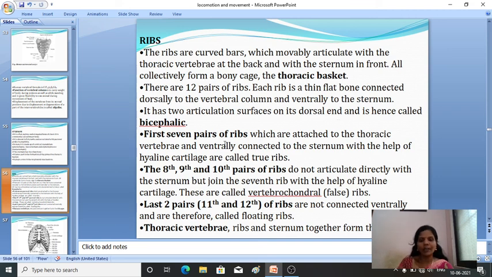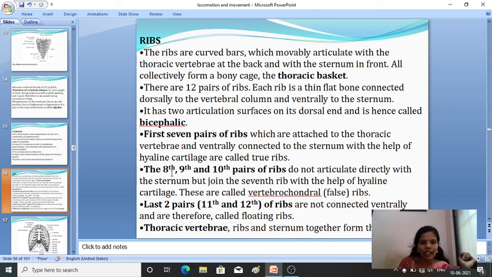Okay, the first 7 pairs of ribs are attached to the thoracic vertebrae and ventrally connected to the sternum with the help of hyaline cartilage. Generally they are connected by hyaline cartilage, so they are commonly called true ribs. 1 to 7 pairs are called true ribs.